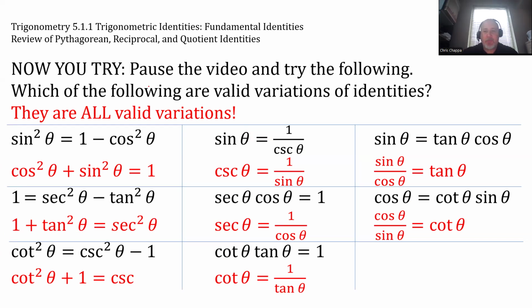Pythagorean on the left, reciprocal in the middle, quotient on the right. So know your identities and their variations.